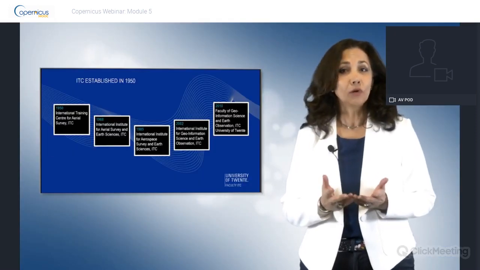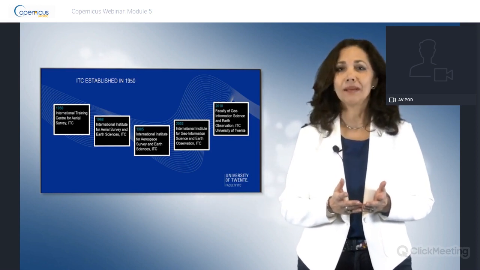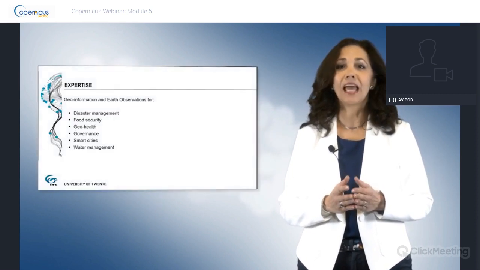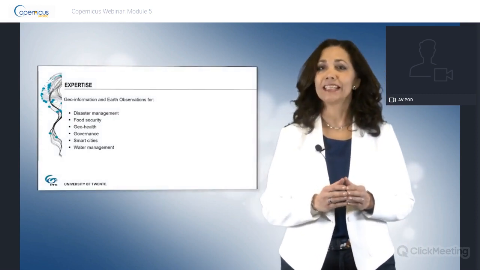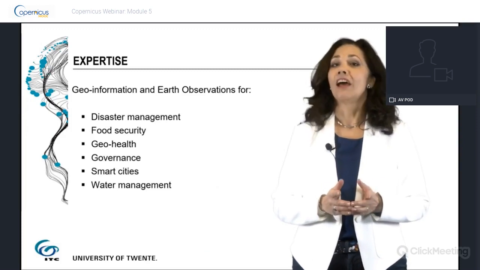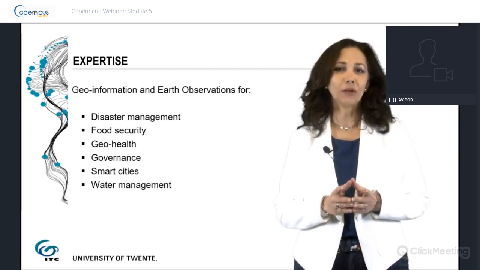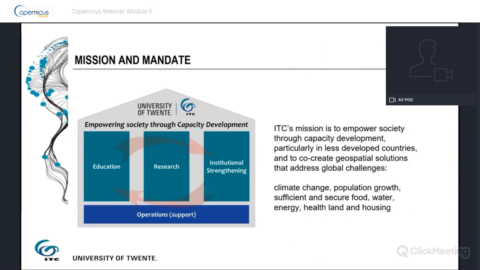Over the years, the programs and mission of ITC have been adjusted to changing technology and societal challenges. Our fields of expertise include disaster management, food security, geohealth, governance, smart cities, and water management. ITC's mission is to empower society through capacity development, particularly in less developed countries. And we attempt to achieve that by working in these 3 different pillars: education, research, and institutional strengthening.